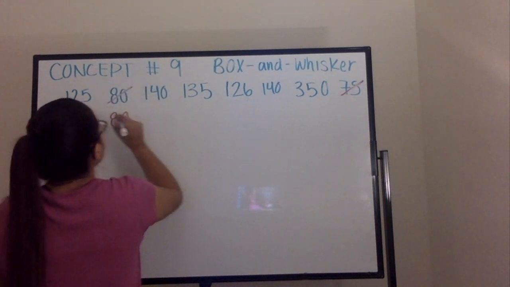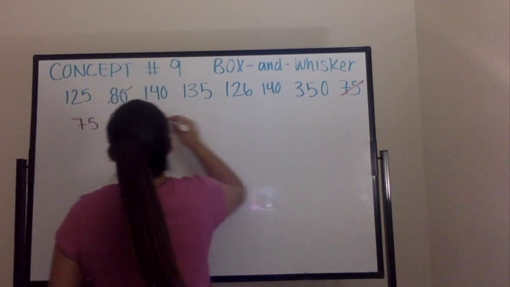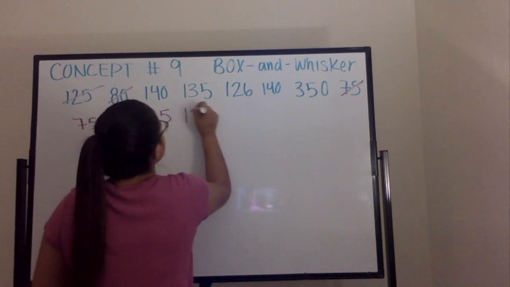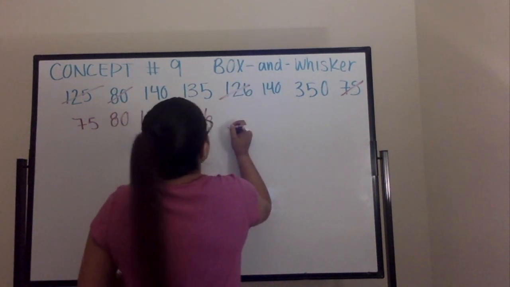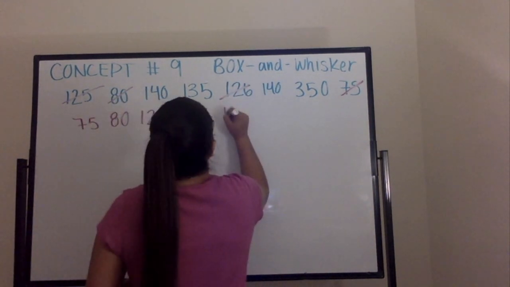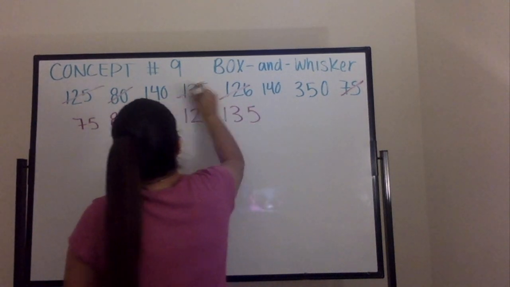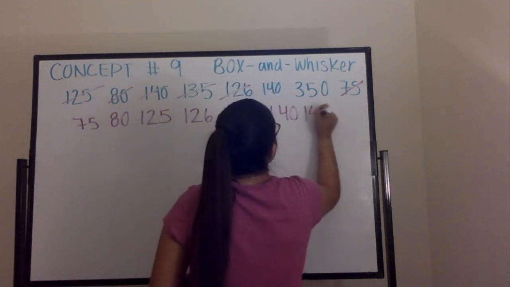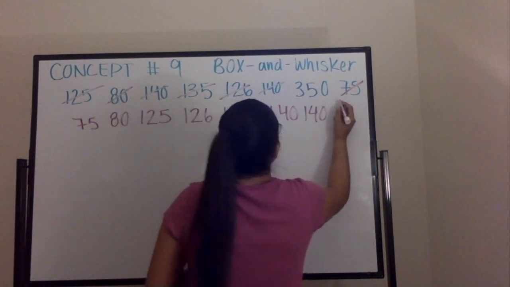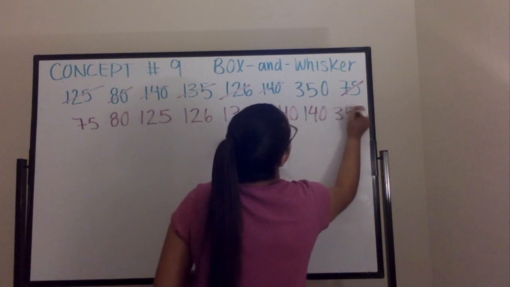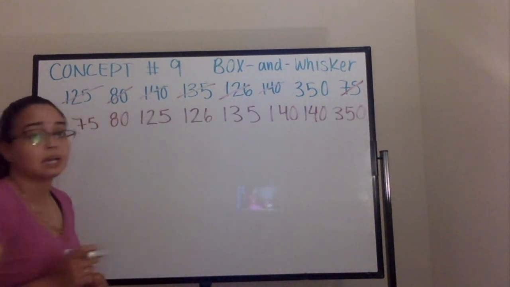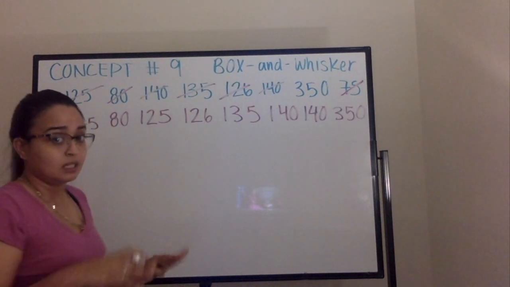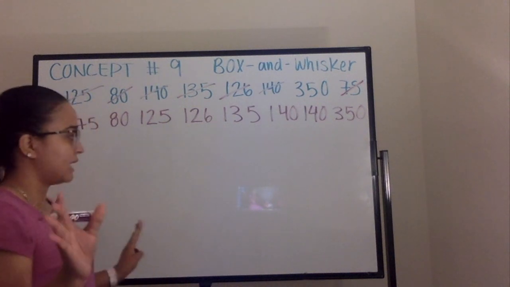Okay, then I would say it is 125. Then 126. Then it would be 135, 140, 140, and 350, which would be our maximum. Okay, now that it's in order, step 1 is done.